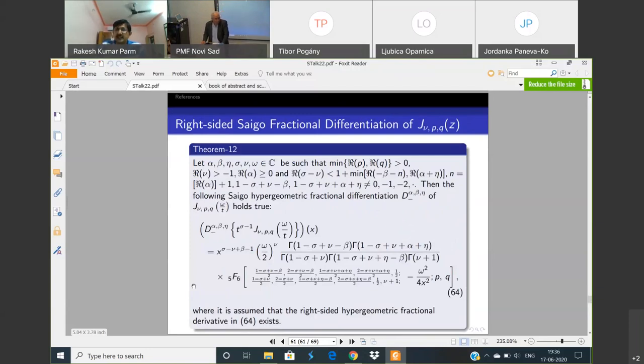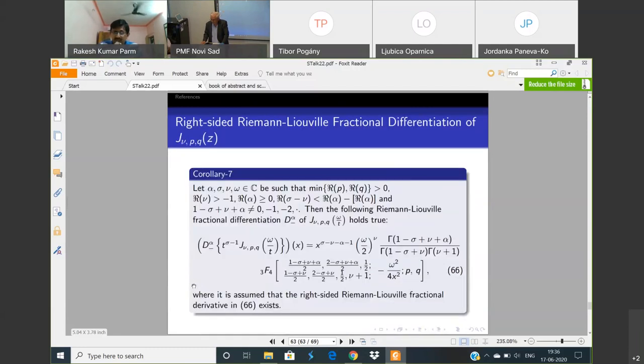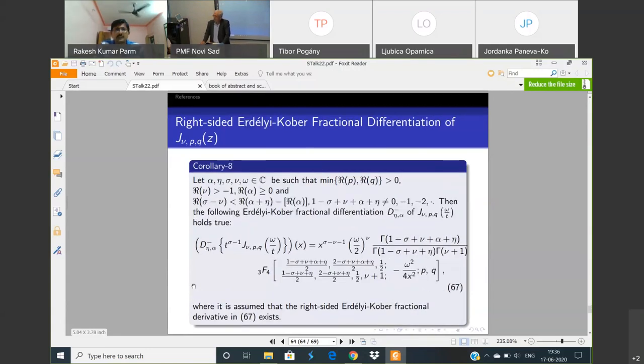Similarly, if we use the Saigo fractional differentiation formula for the right-sided case, we obtain the result in equation number 64. The proof is along similar lines. Also, if we put beta equal to minus alpha, these results reduce to the Riemann-Liouville fractional differential operator. And if we put beta equal to 0, these results reduce to the Erdélyi-Kober fractional differentiation formula.